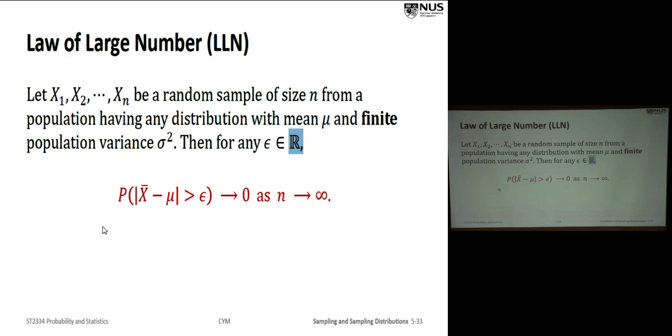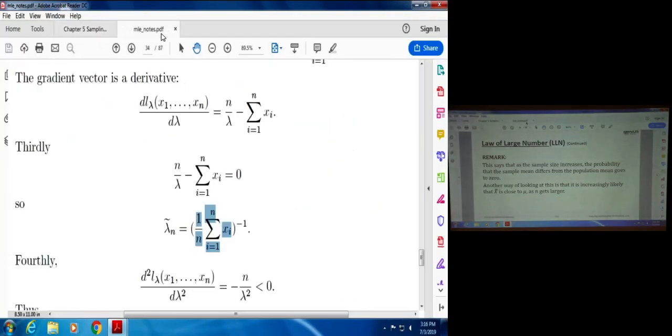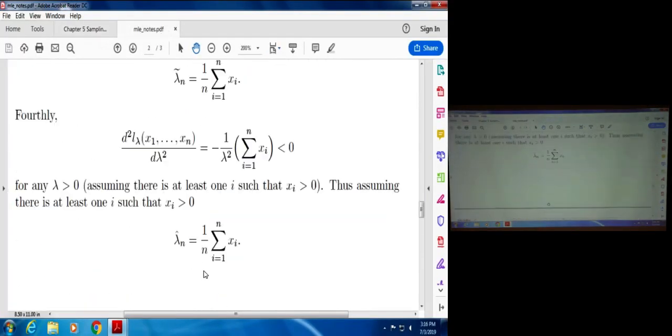Okay, so for example, if you're interested in estimating your population mean, well, you could just have a really large sample, and then your population mean is essentially the same as the mean of your data. So you see the significance of this if we return to our example for the Poisson.